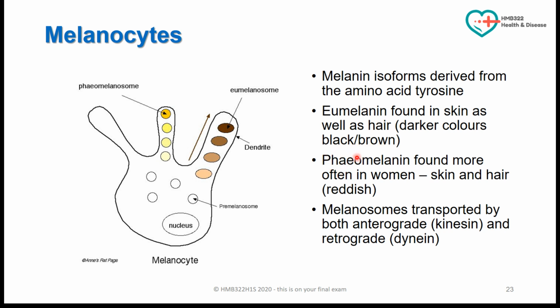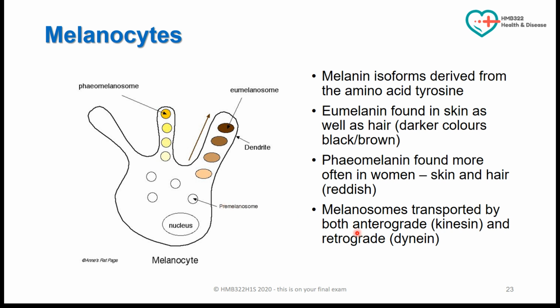If you have pheomelanin, again, all from the same amino acid tyrosine, this is found more often in women. It's also found in both skin as well as in hair. And this leads, depending on the amount of it, to more of a reddish pigment. And you can see that the more of it you have, it's more orangey red. And if you have less of it, it will actually be more of a yellowish tinge to this.